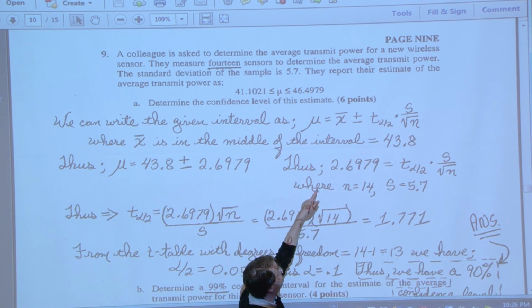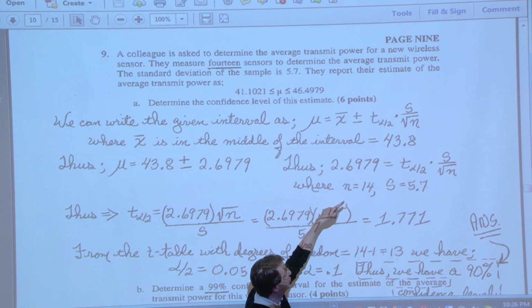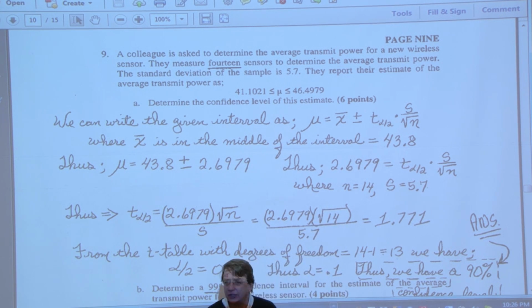Mu equals x bar plus or minus t sub alpha over 2 times s over square root of n. Looks very similar, except instead of sigma, I use s. It's still the standard deviation. The key is, Gabrielle knows this, it's t. The t table, the student t table, not the z table.